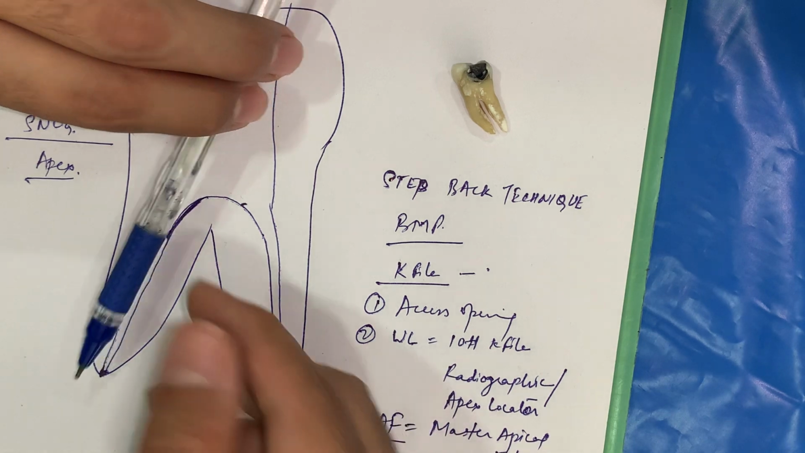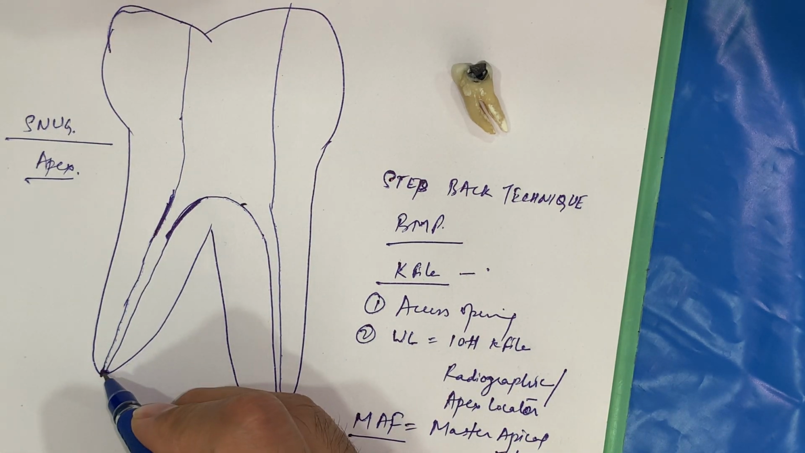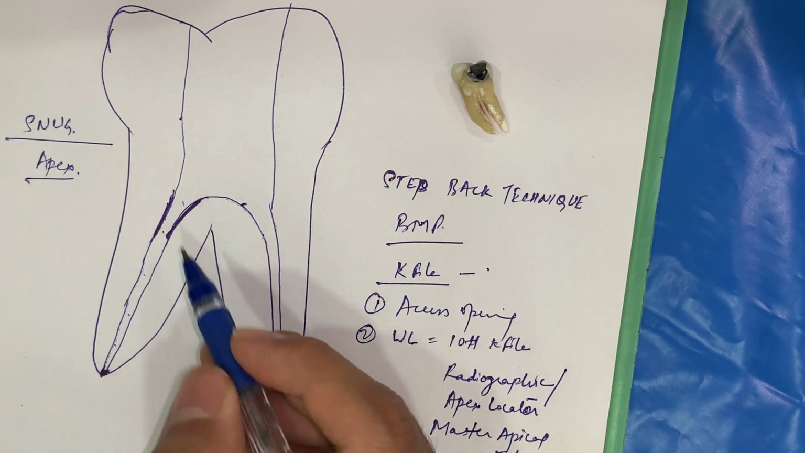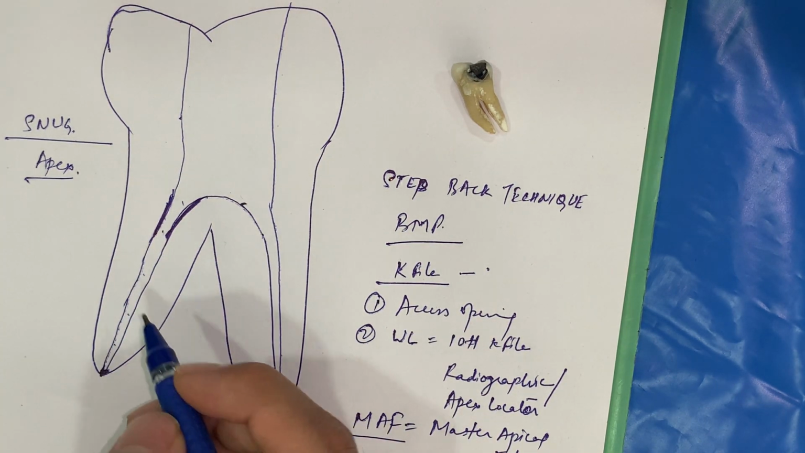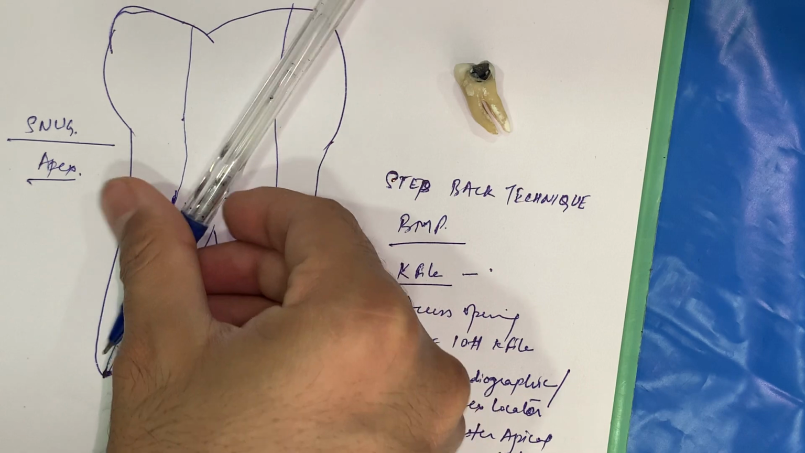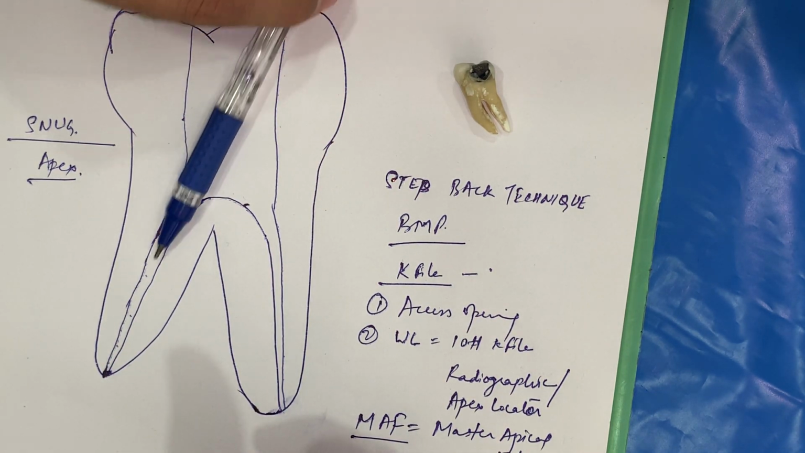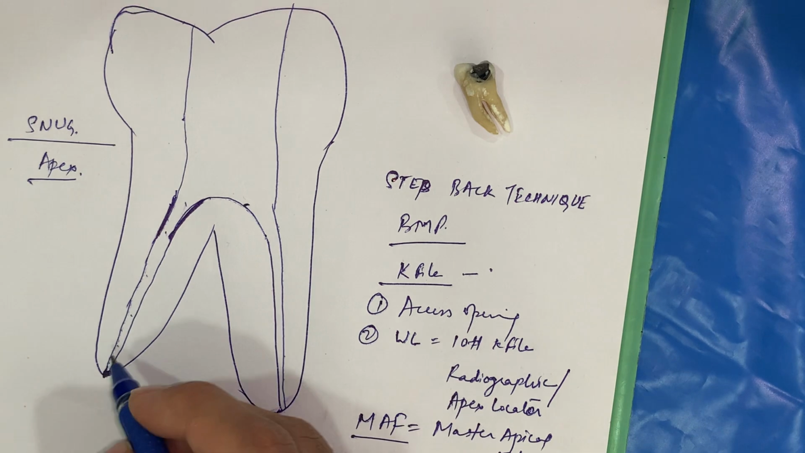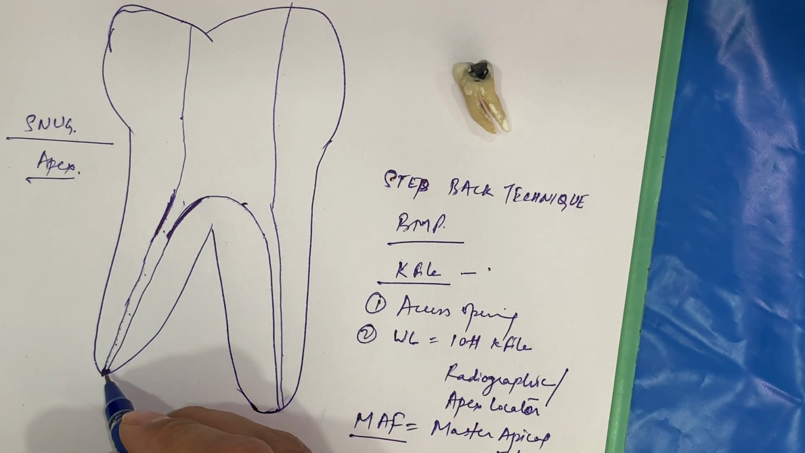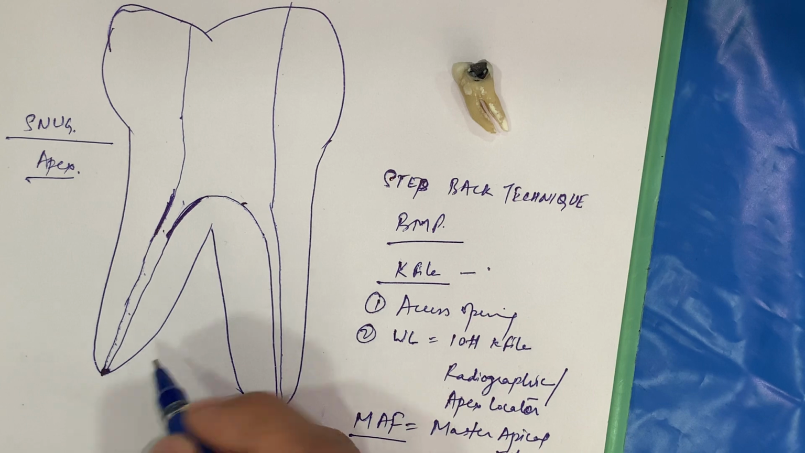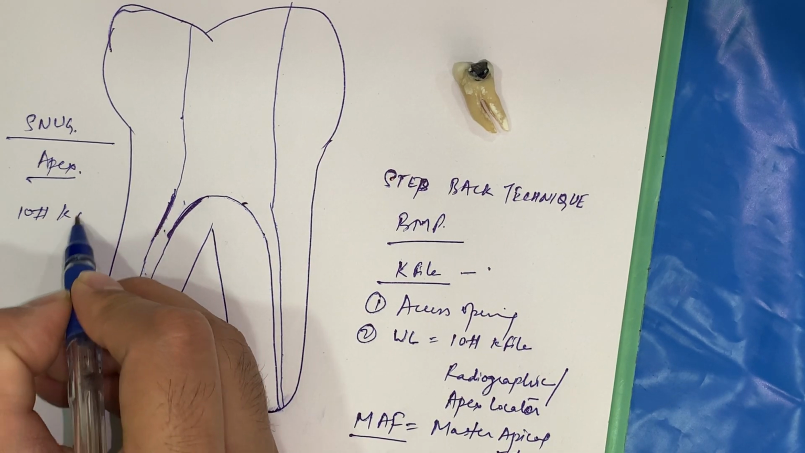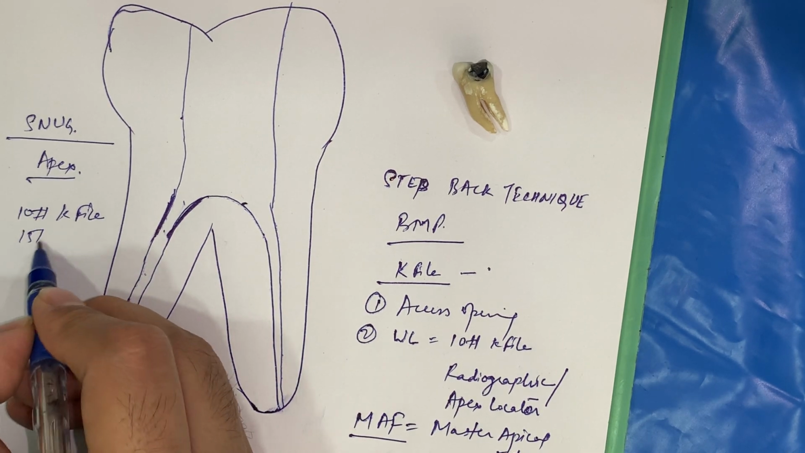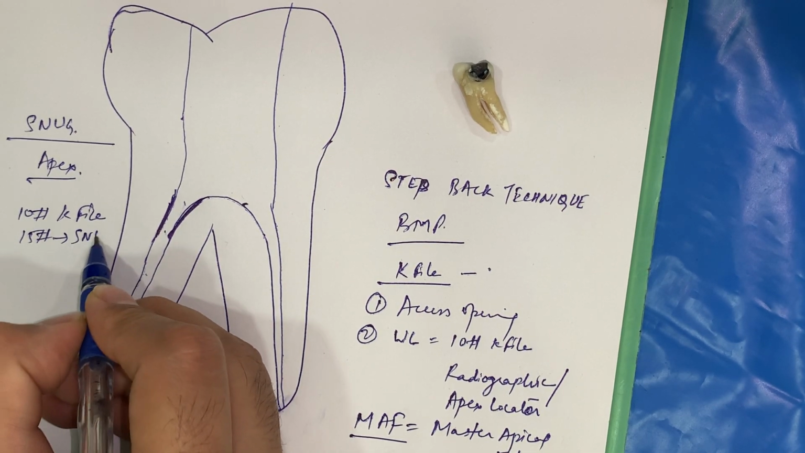The step back technique is called step back because we are trying to reach the apex first. Then we will try to prepare a canal in a flared path. So we will take our file to the working length. A 10 number file will reach the working length, and then we will determine which file binds snugly at the apex. For example, suppose our 10 number K file is loose till the apex. Our 15 number file is snug at the apex.